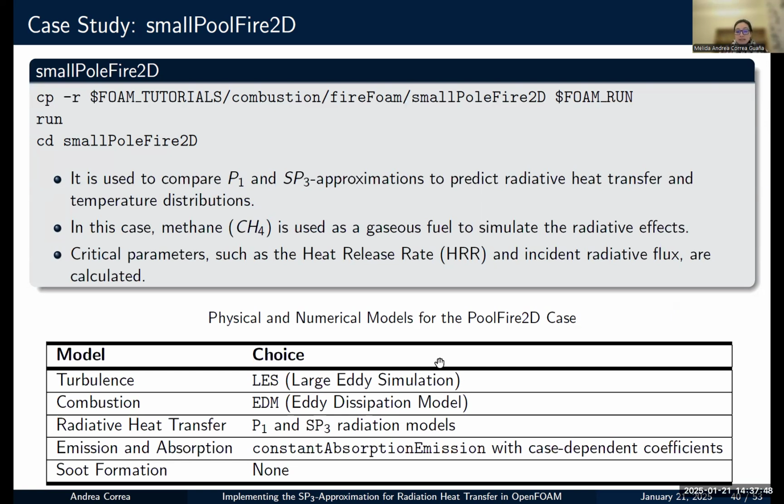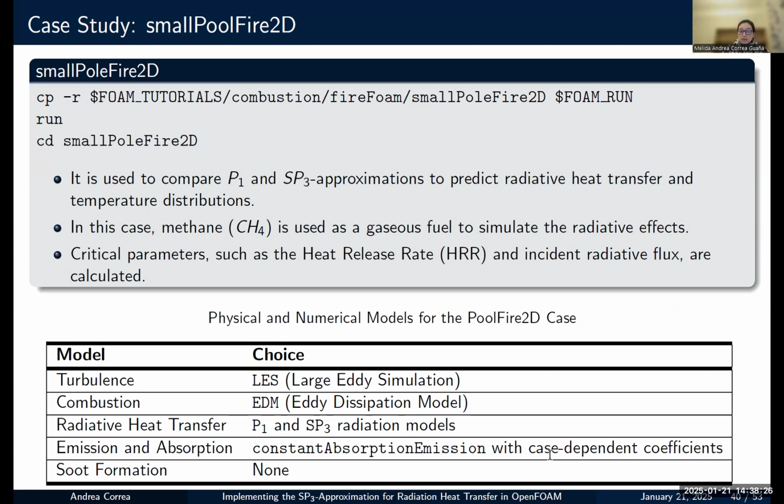These are the physical and numerical models that I put in the model. The turbulence used is the large eddy simulation. The combustion is an eddy dissipation model. In the radiative heat transfer, I chose the two models, and I ran and compared the results. For emission and absorption, I use constant absorption emission, with the case depending on the coefficient.